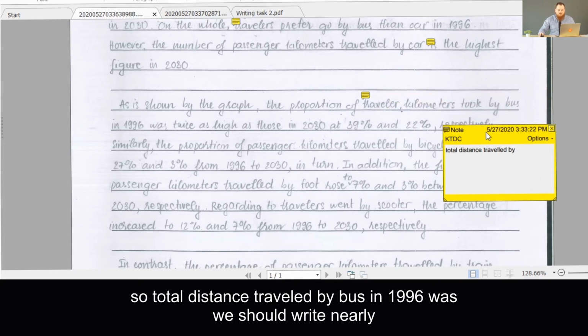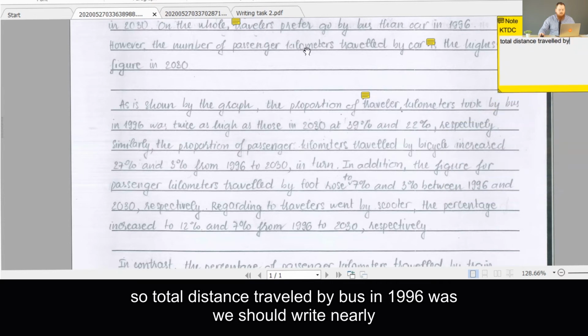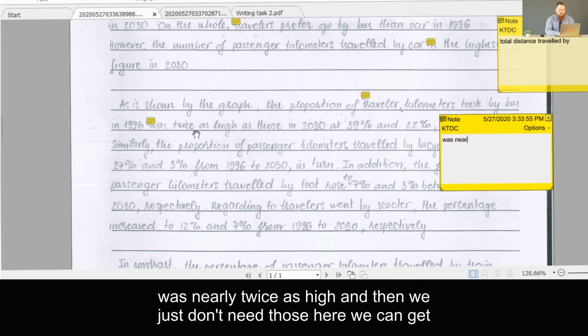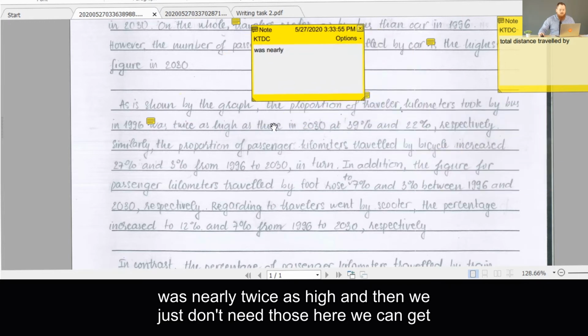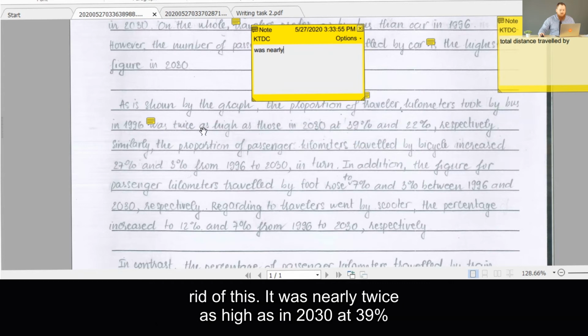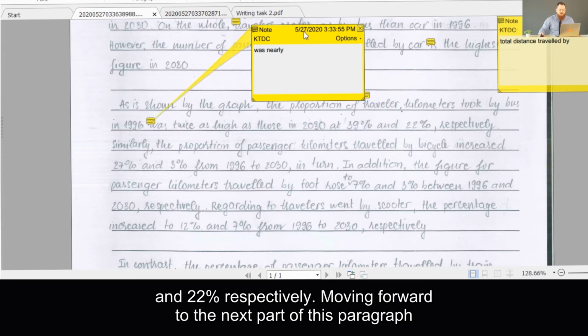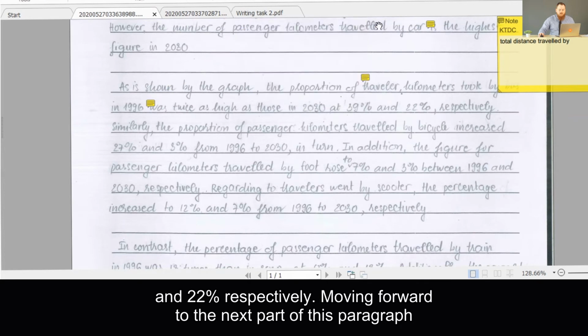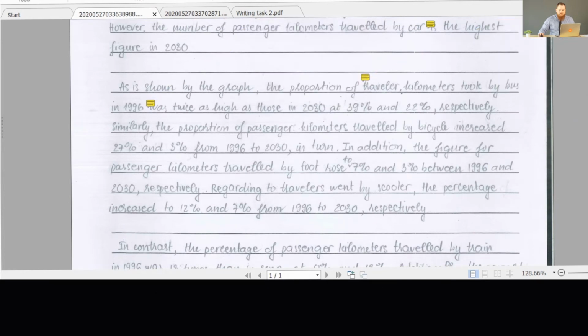So total distance traveled by bus in 1996 was, we should write nearly, was nearly twice as high, and then we just don't need those here. We can get rid of this. It was nearly twice as high as in 2030 at 39% and 22% respectively. Okay, moving forward to the next part of this paragraph.